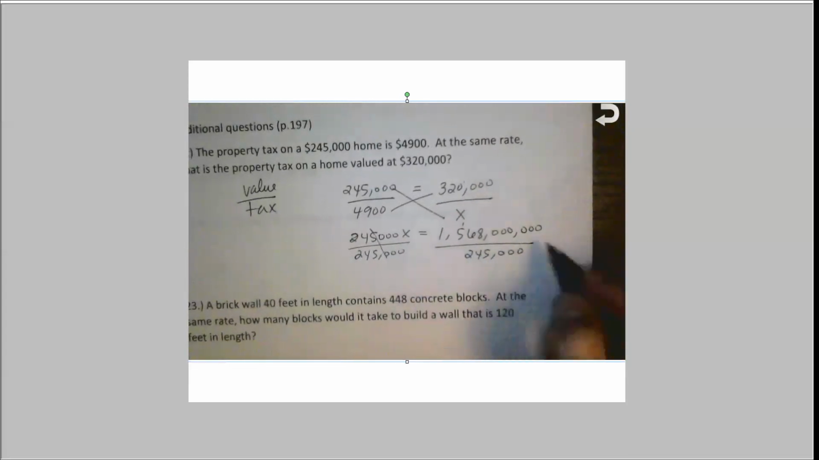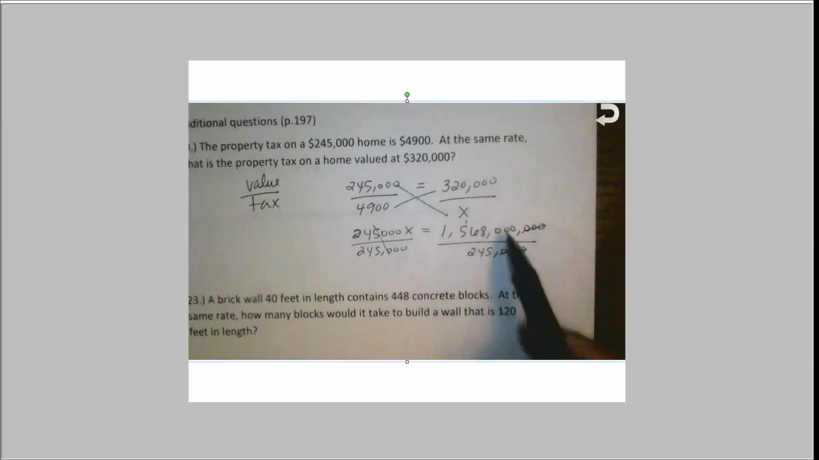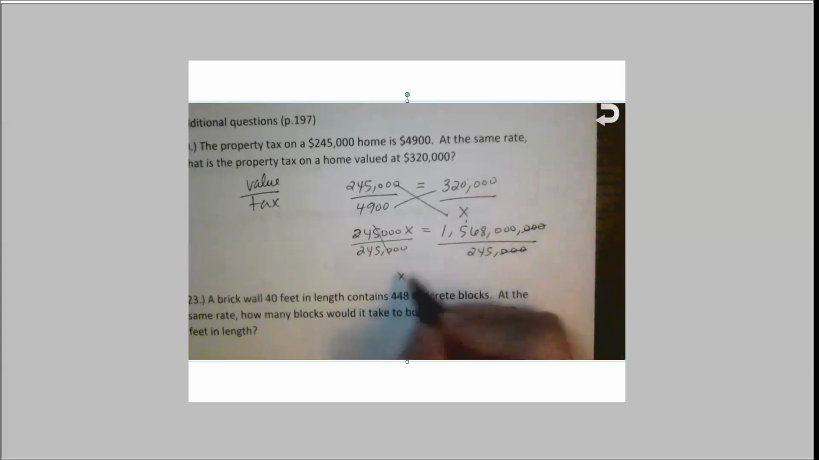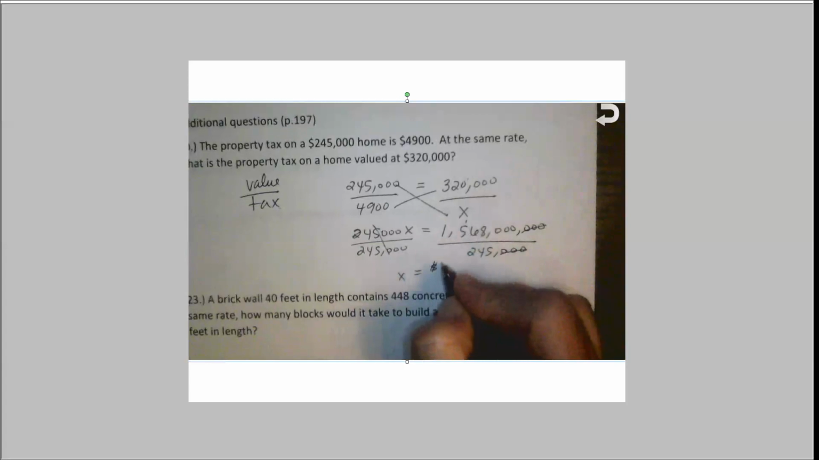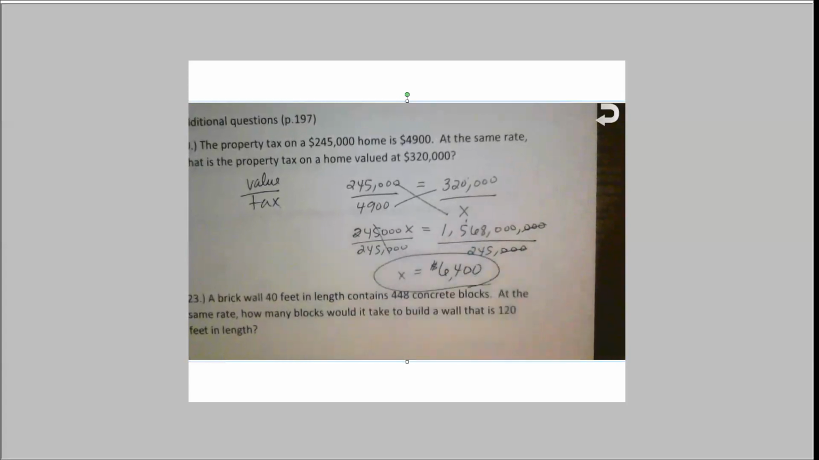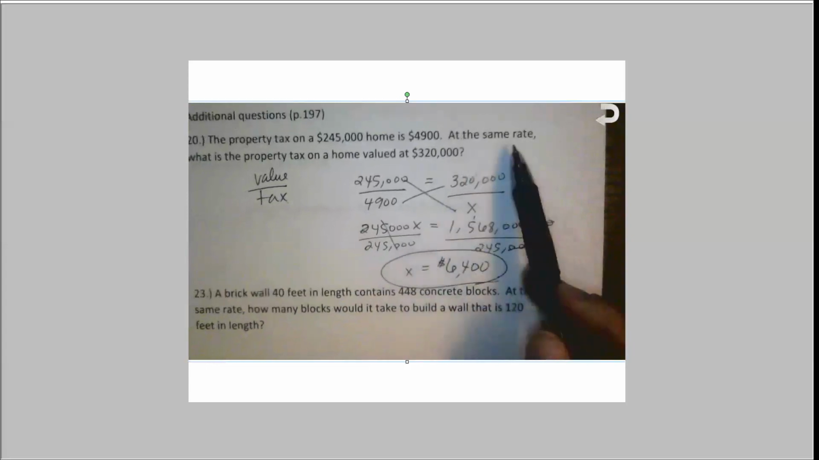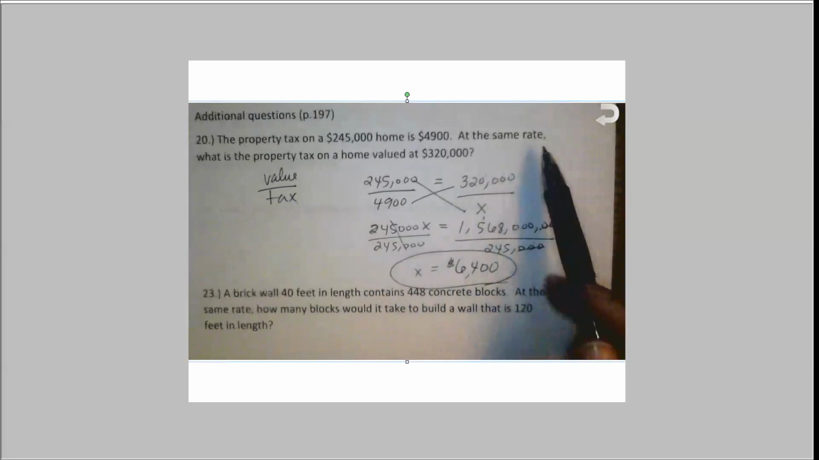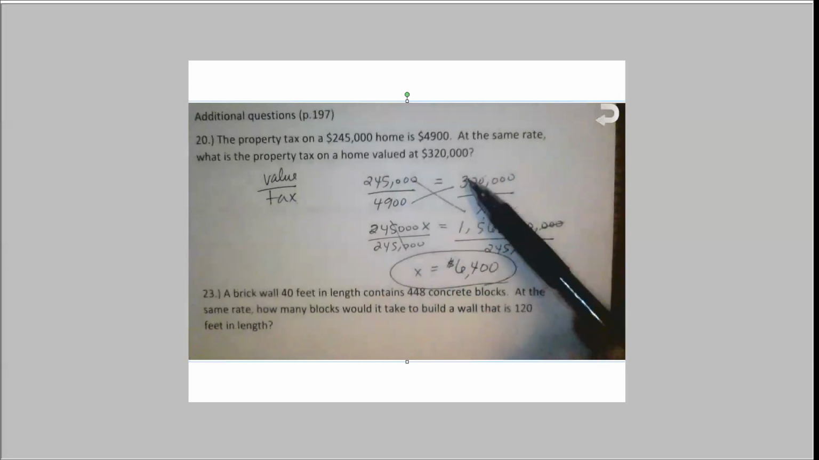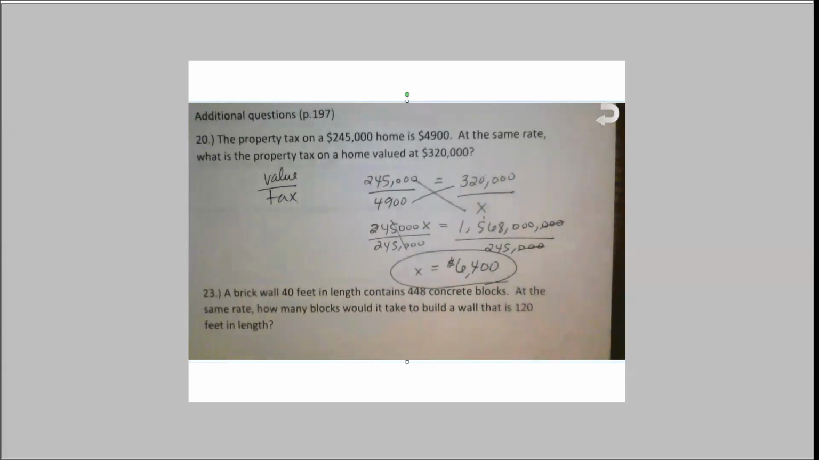I could actually reduce these 3 zeros with these 3 zeros just to help this be a little bit easier to type into my calculator. But I'm dividing the numerator by the denominator, and that gives me a tax value of $6,400. So if our information is proportional and it says at that same rate, so we're assuming that it is proportional, we can set up two ratios equal to each other and cross multiply to find that missing value.